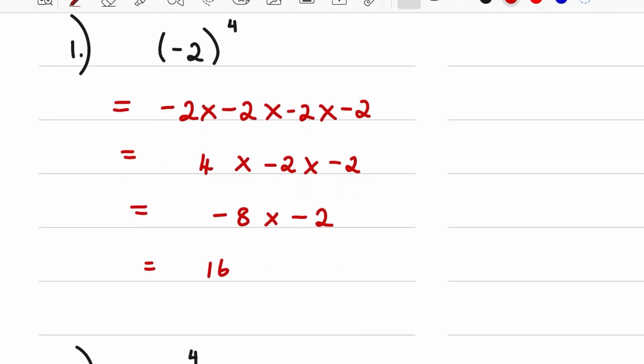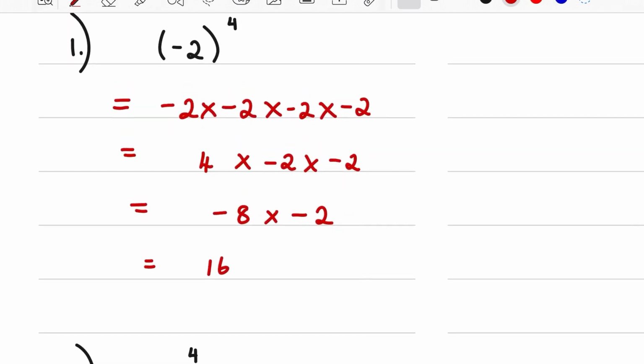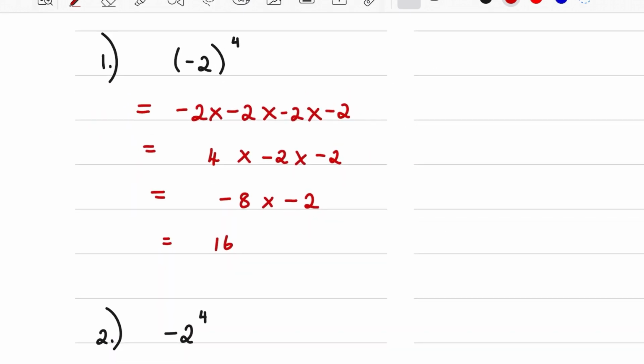On to our second example. We have minus 2 raised to the power of 4. Now this example here, number 2, it looks very, very similar to question 1, but it is actually not the same. So the brackets here actually make a difference. These brackets are telling us that we want to take minus 2 and multiply it by itself 4 times.